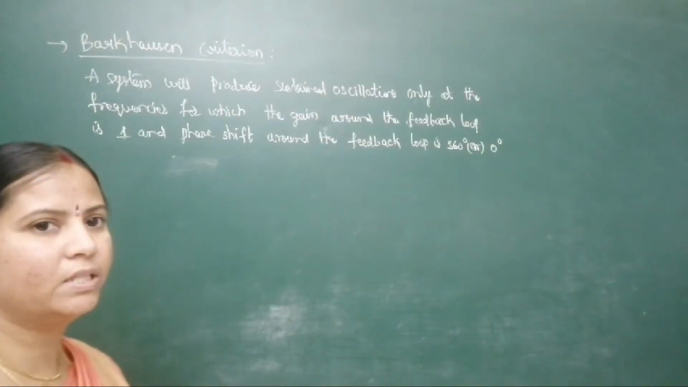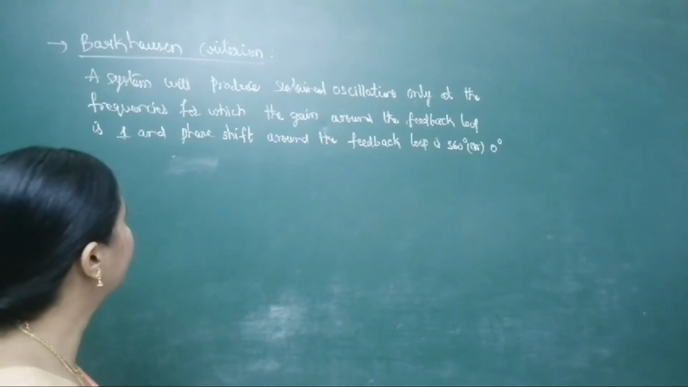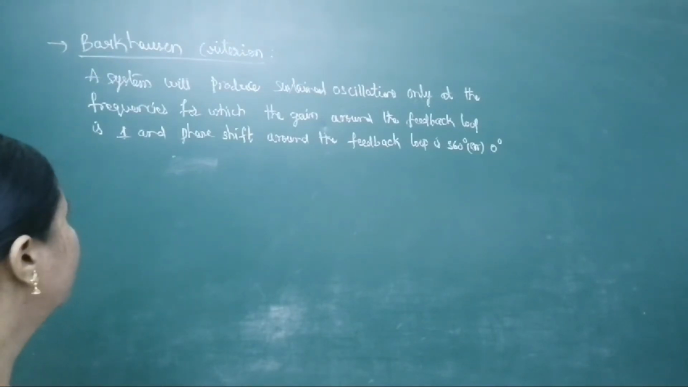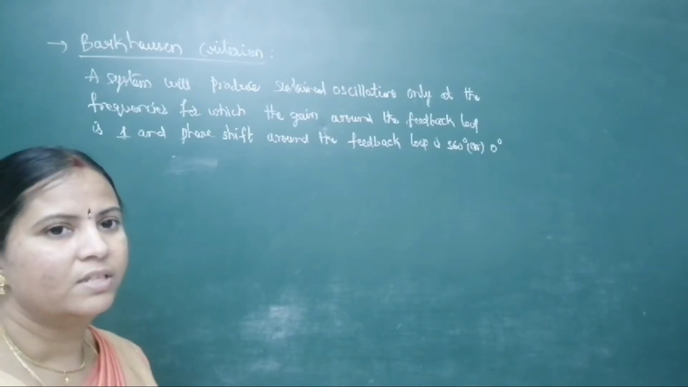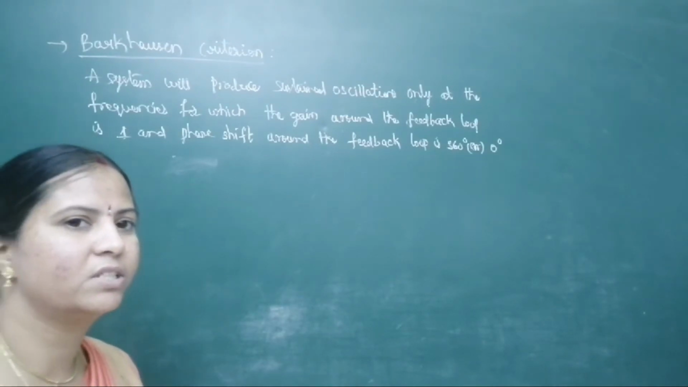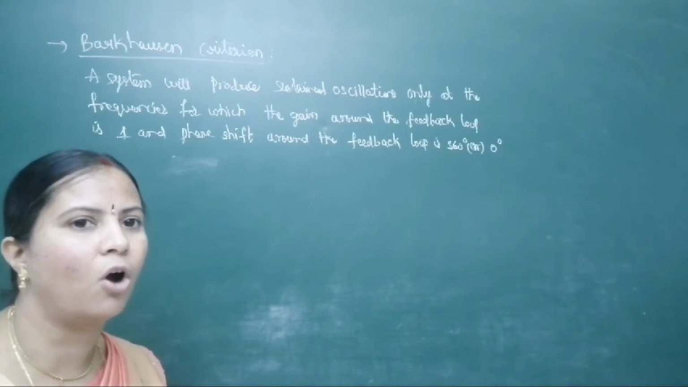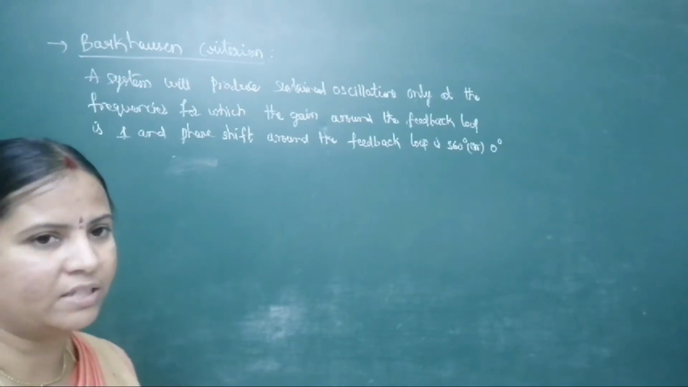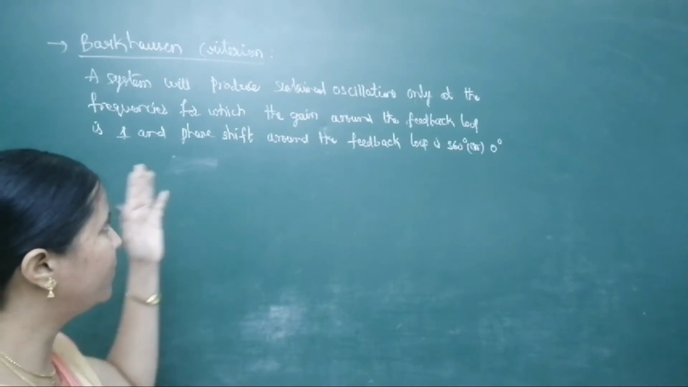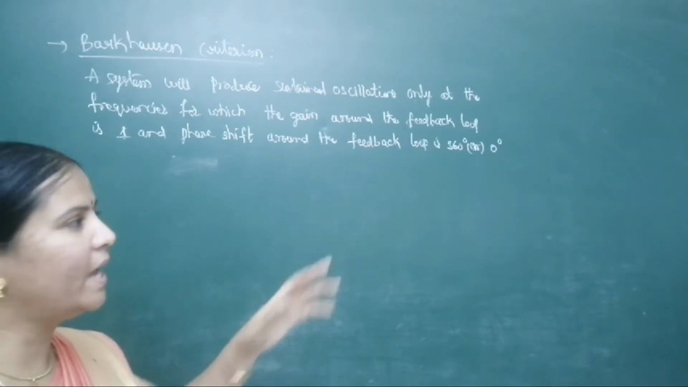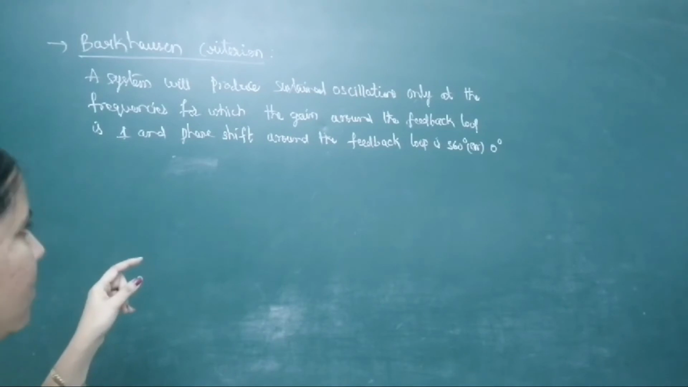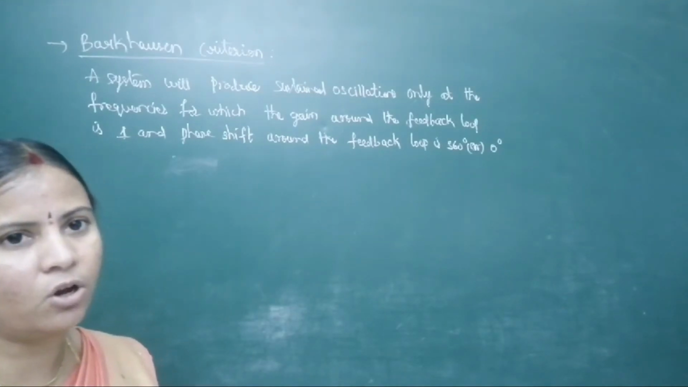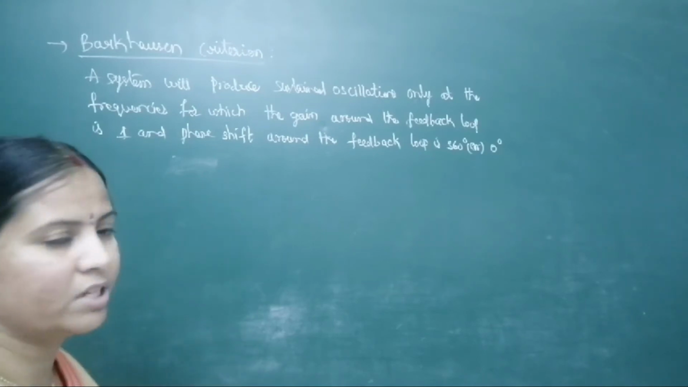So the next topic is Barkhausen criterion. What is the Barkhausen criterion? A system will produce sustained oscillations. Sustained oscillations is nothing but a pure sine waveform with constant amplitude and frequency. A system will produce sustained oscillations only at the frequencies for which the gain around the feedback loop is 1 and the phase shift around the feedback loop is 360 degrees or 0 degrees. This is the Barkhausen criterion.